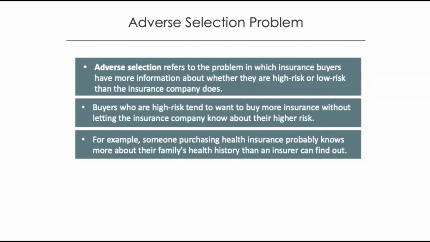For example, someone purchasing health insurance knows more about their family health history than the insurance company can find out. So if the person has a history of heart attacks, poor cardiac health, or diabetes within the family, the insurance company doesn't know that information.